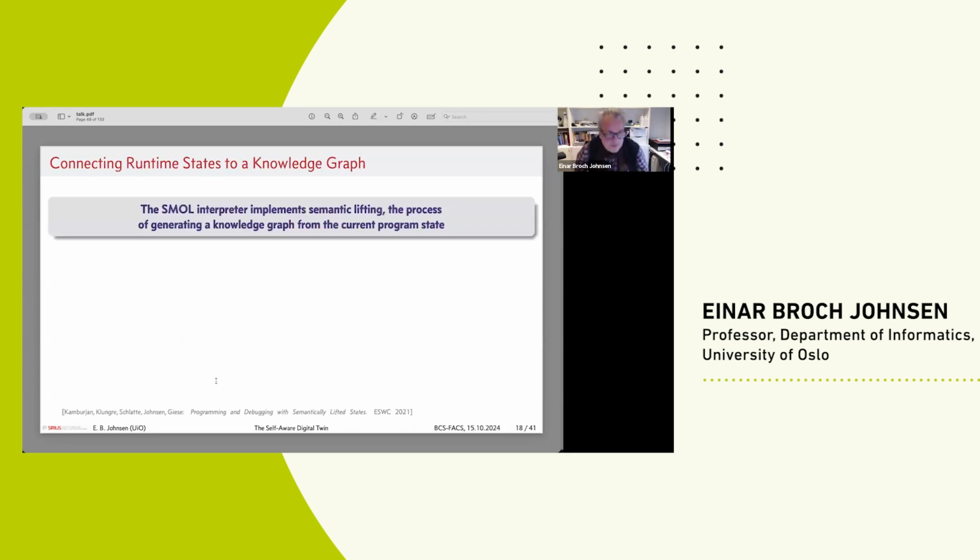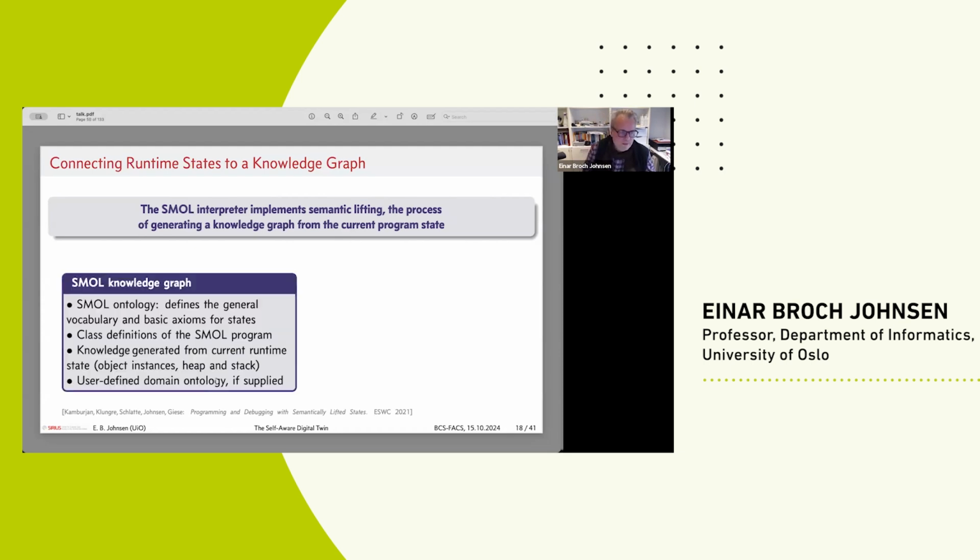Okay, so we have these runtime states, and I showed you how we could monitor these models and compare the values in the models with the values of the real system, but it doesn't tell us how we can organize the configuration space of the twin. So what we're going to do instead is connect these runtime states to a knowledge graph.